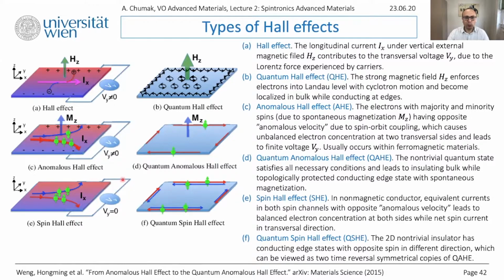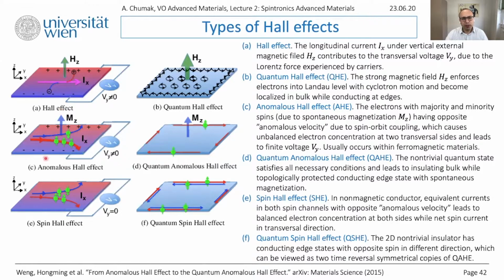If you measure voltage in between them, you will find that there is no voltage, it will be zero, because the same number of spin up and spin down electrons will be accumulated at different sides. But if you measure spin-dependent spin accumulation, you will see that really you have here electrons with one spin polarization, and here it's opposite.